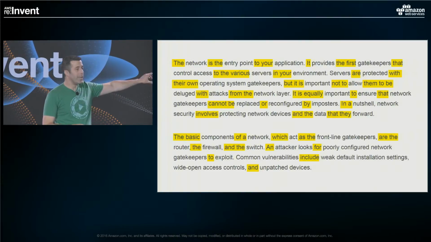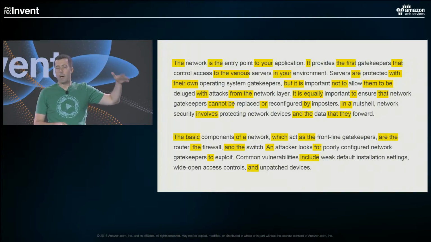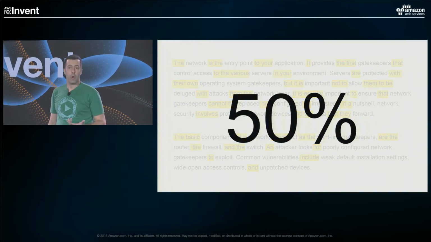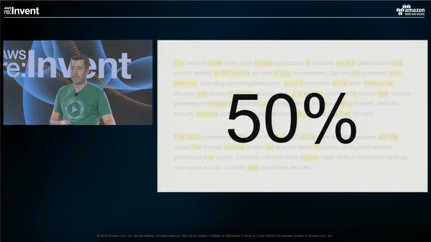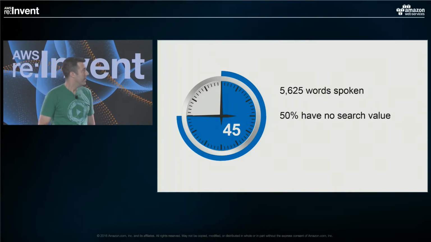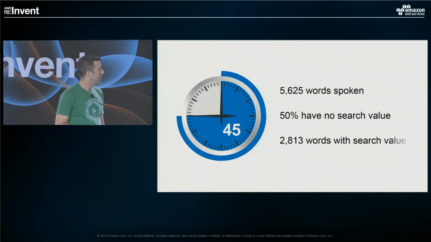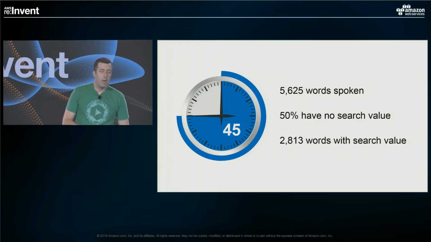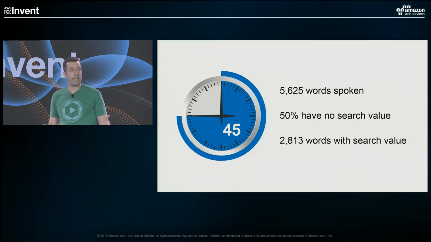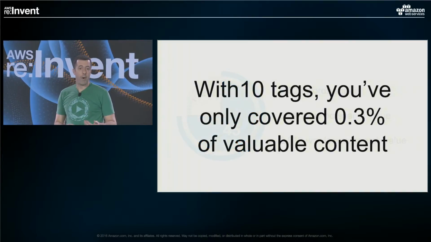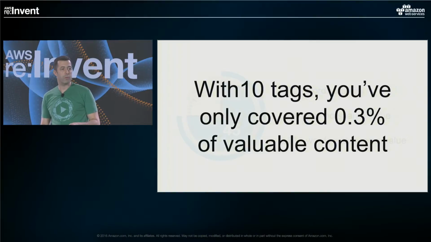So on this slide right here, there are 124 words, 62 of them have no value to search. So exactly 50% of the words here have no value to search. We can throw them out. So that means in this 45-minute presentation, over 5,000 words were spoken, 50% of them have no value. That still leaves over 2,800 words that have value to search. So even if you've done a great job of tagging your video, you've given your video 10 tags, let's say, you're only covering a fraction of a percent of the valuable words that were covered in that video.